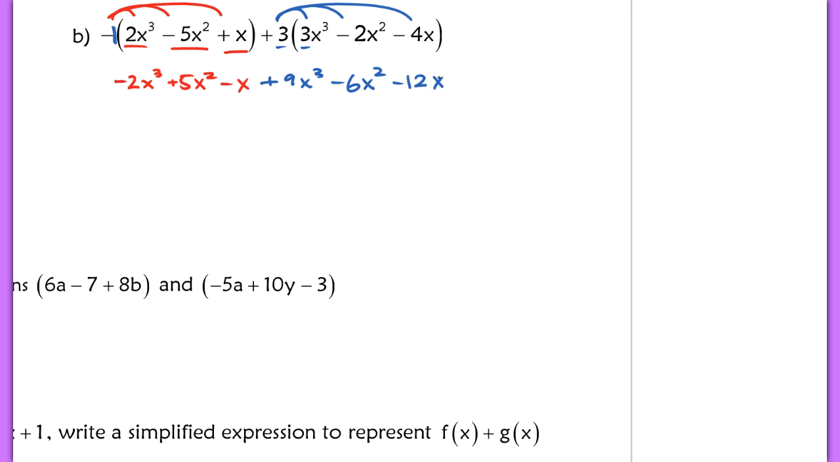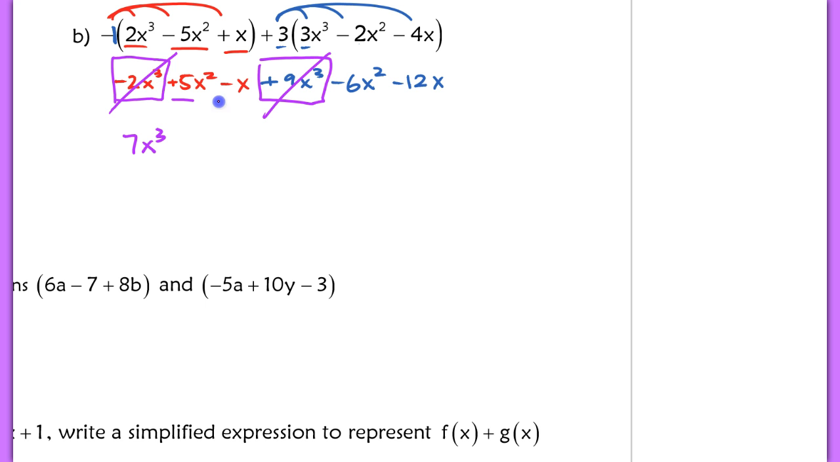Now I look for like terms. So here I've got, let's do this one in purple, this negative 2x cubed and a positive 9x cubed. So I'm going to type in my calculator negative 2 plus 9, that gives me 7. So I write 7x cubed. It's positive, so I just keep it 7x cubed. So these terms are done. I'm going to erase that work here.